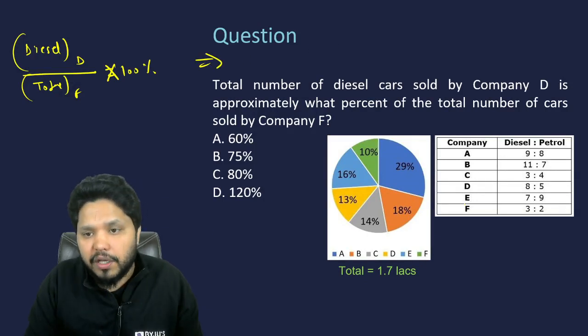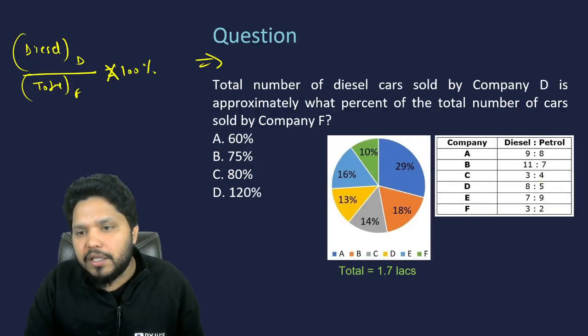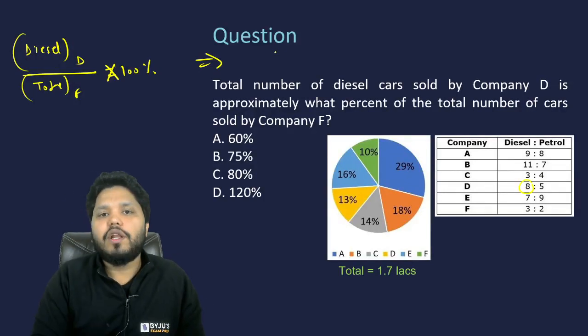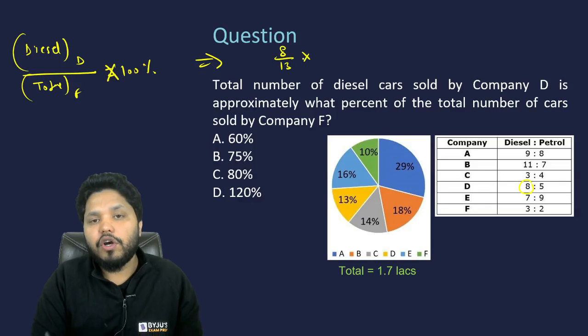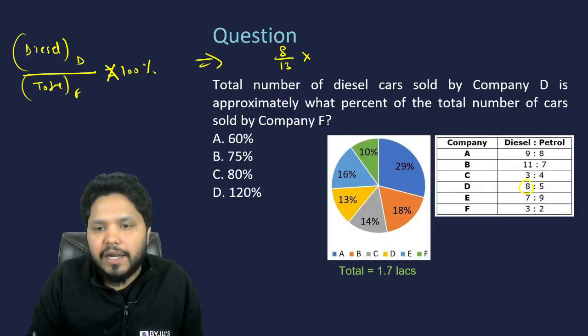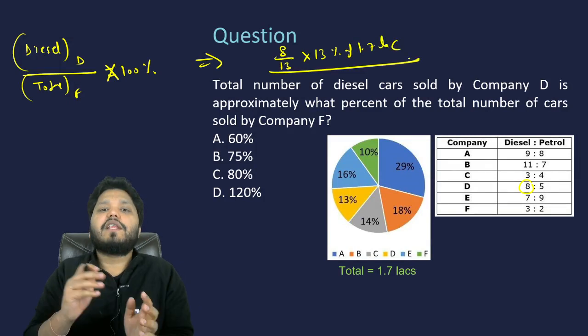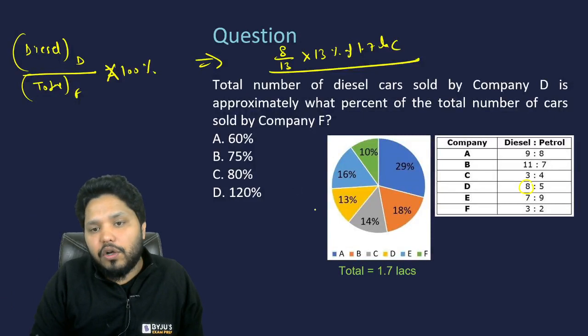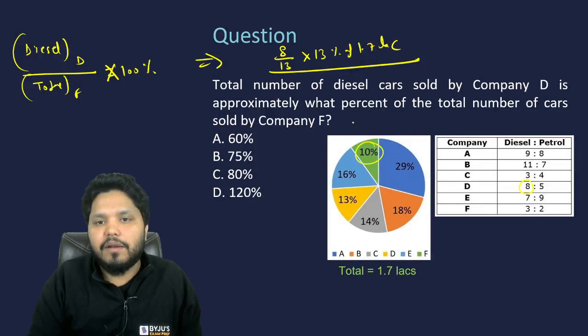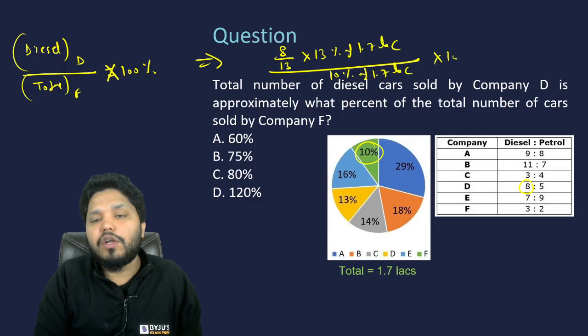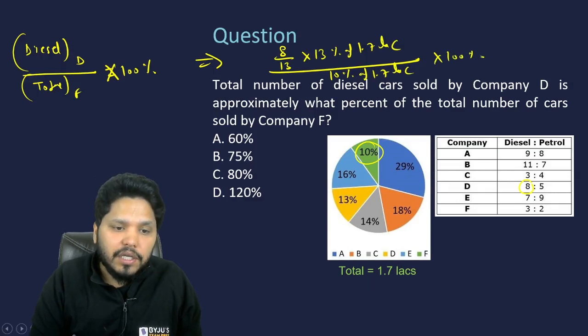Diesel cars sold by company D this time is 8 by 13 of total. So 8 by 13 of total cars sold by company D, and company D is selling 13% of 1.7 lakhs. Once again, no need to solve anything because everything will get cancelled out. And total cars sold by company F is 10% of the total, so 10% of 1.7 lakh.